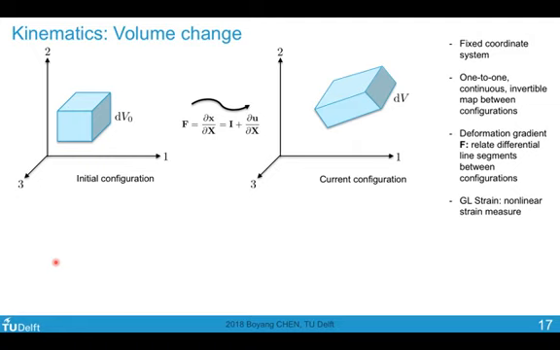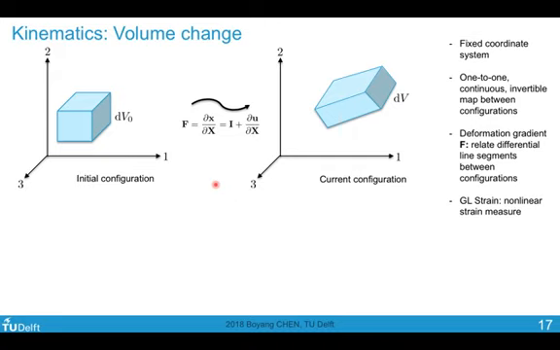In the previous video, we discussed a one-to-one invertible continuous map, which translates the material point from its original initial configuration to its current position. The capital X represents the initial coordinates of the material point, and small x represents the current coordinate of the material point. And we discussed the deformation gradient, which relates a line segment in its initial configuration to itself in the current configuration.